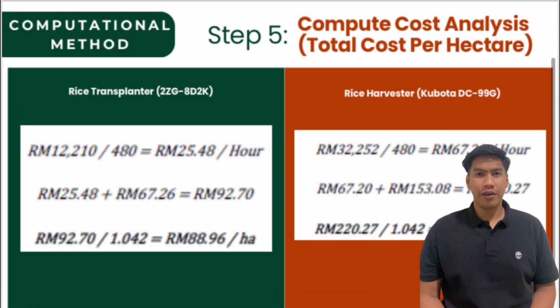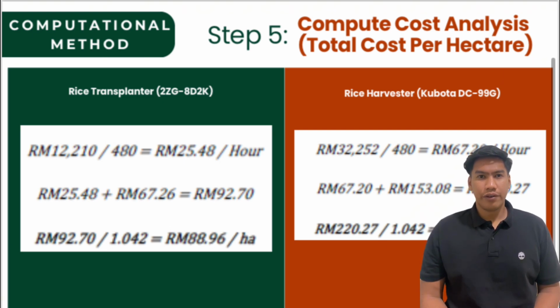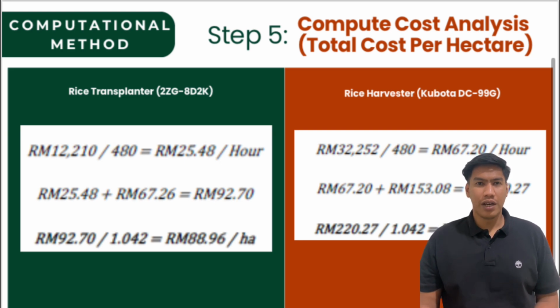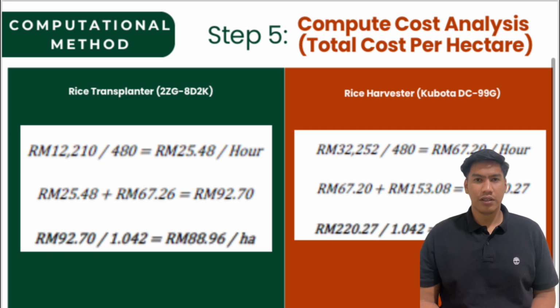We continue with step 5, cost analysis. Let's now examine the total cost per hectare and our long-term plan for machinery replacement. We will also look at the break-even point for owning the machinery. The total cost per hectare for the rice transplanter and the combine harvester is calculated by dividing the fixed cost of 12,210 by 480 hours, giving RM25.48 per hour and RM92.74 per hour respectively.